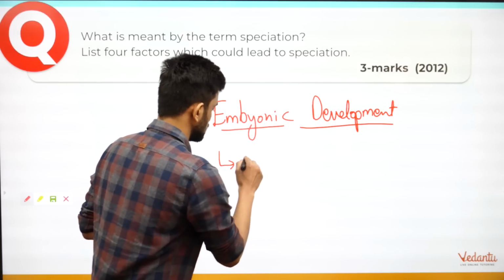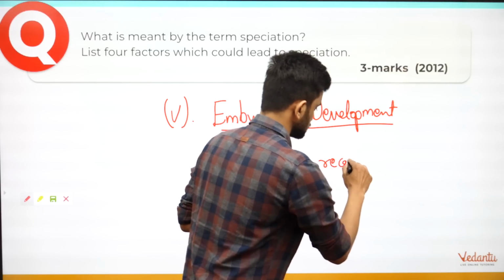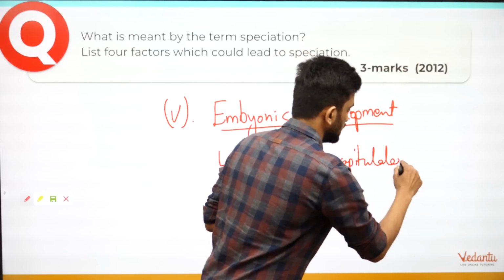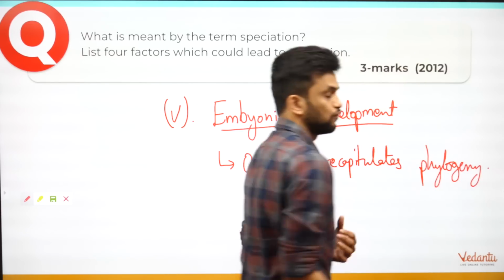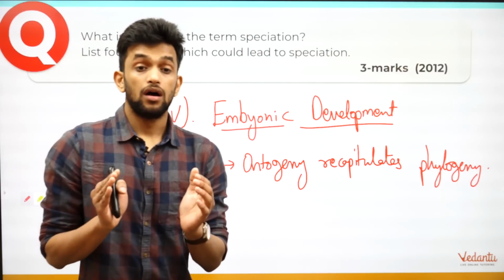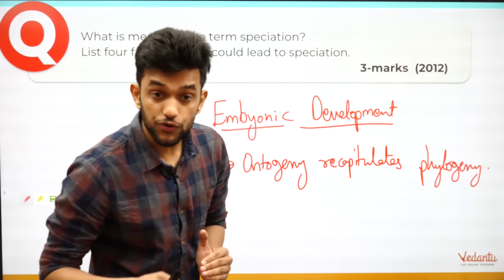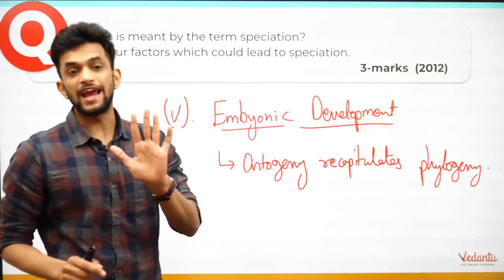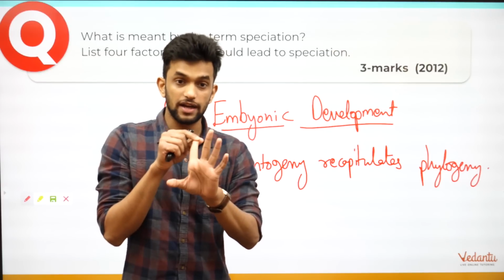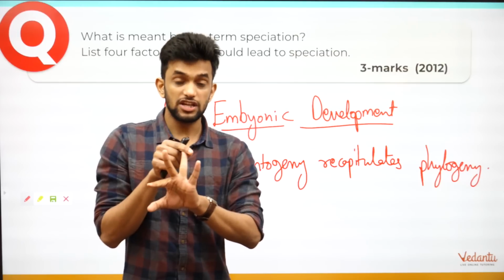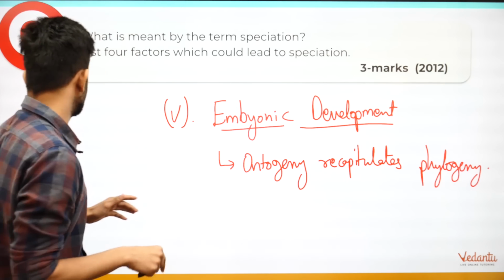Okay, so it is called ontogeny recapitulates phylogeny. During embryonic life of an organism, it repeats its evolutionary history. Okay, so these are the 5 evidences of evolution. What are the 5? Homologous organs, analogous organs, fossils, vestigial organs, and embryonic development. So these are the evidences of evolution.